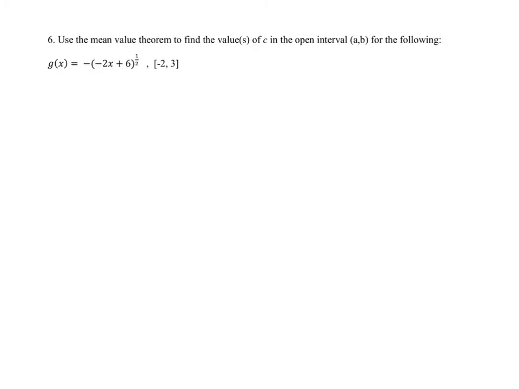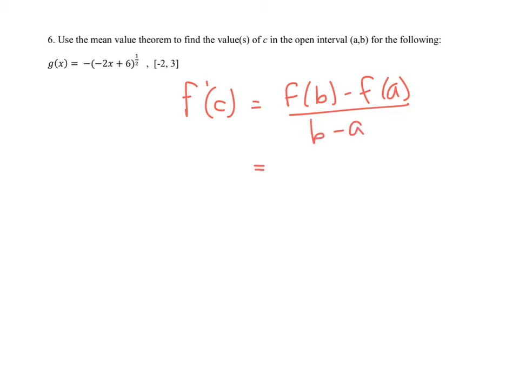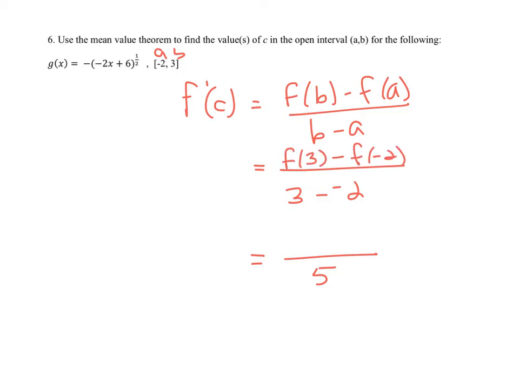The next question says, use the mean value theorem to find the value of c on the closed interval from a to b for the following. So again, for the mean value theorem, you need the derivative at some c value equals the average rate of change on the closed interval of a to b. So I'm going to plug this in again. So I have a and I have b. So it'd be 3 minus negative 2, that's 5 on the bottom. And I'm going to do f of 3 minus f of negative 2.